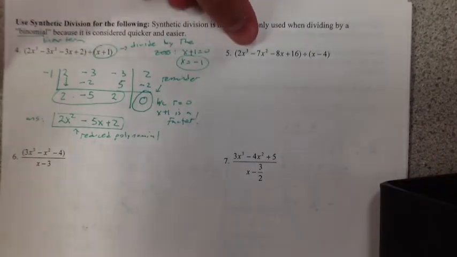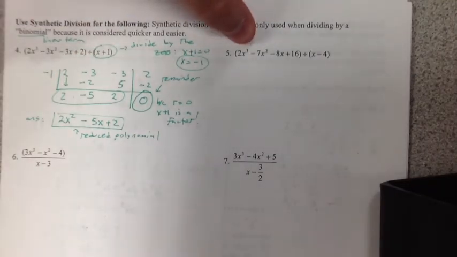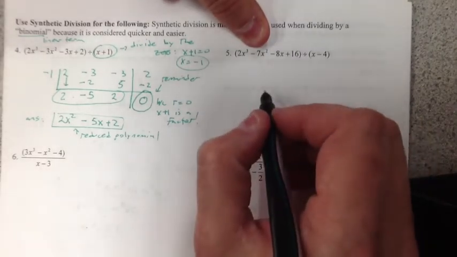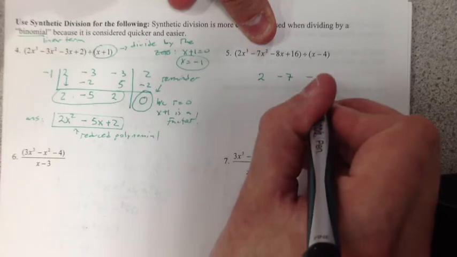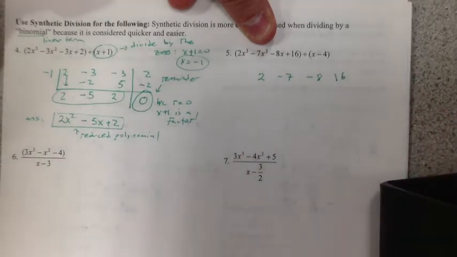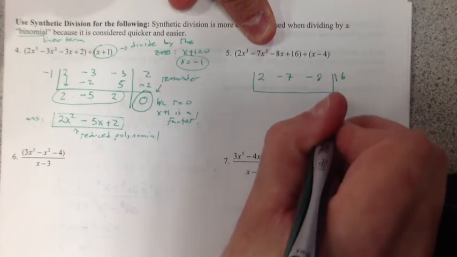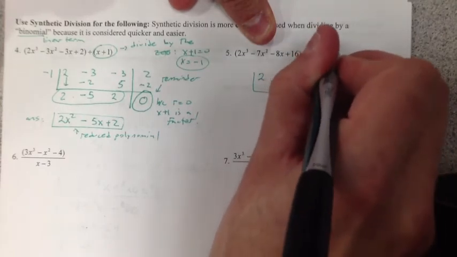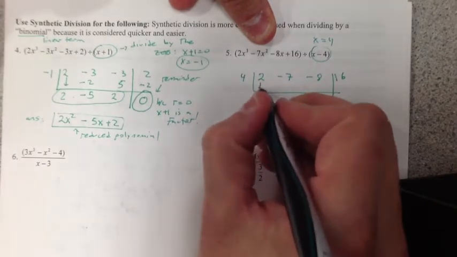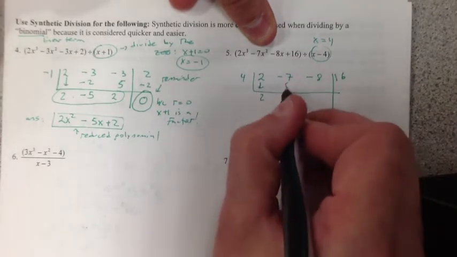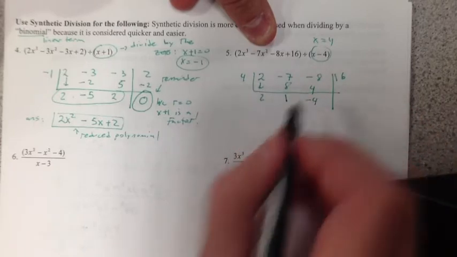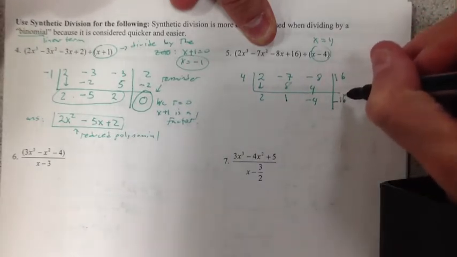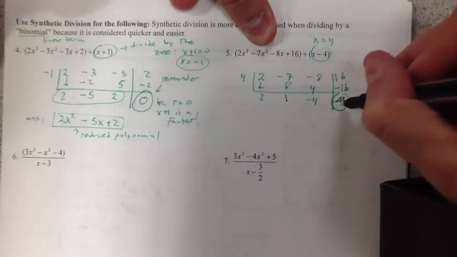So let's go and try number 5. I would like to take a few minutes, pause it, and try number 5, and we'll pick up. All right. Now that you've tried it on your own, we're going to write down the coefficients: 2, negative 7, negative 8, 16. Draw your big, gigantic 4, and your 0 is x equals 4 this time. Drop the 2. 4 times 2 is 8. This becomes 1. 4 times 1 is 4. We get negative 4. And 4 times negative 4 is negative 16. This right here again is 0.